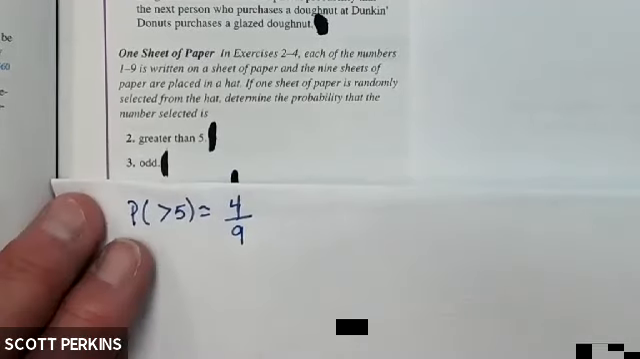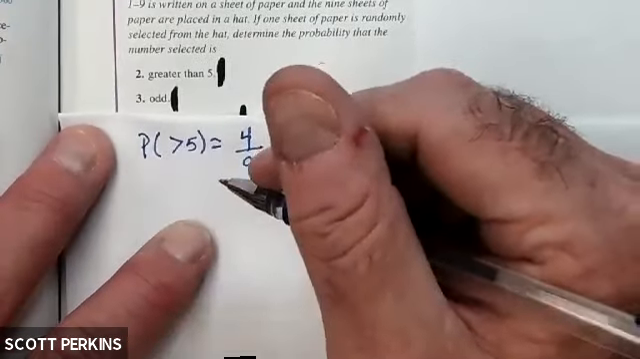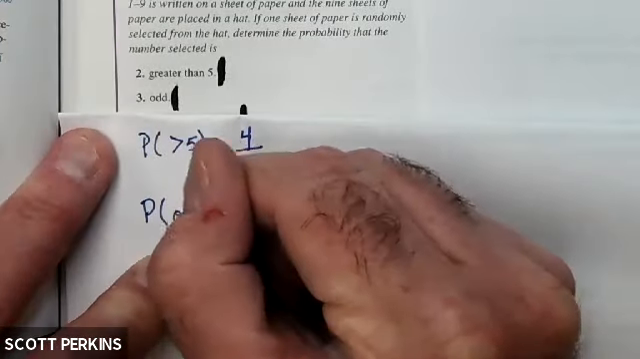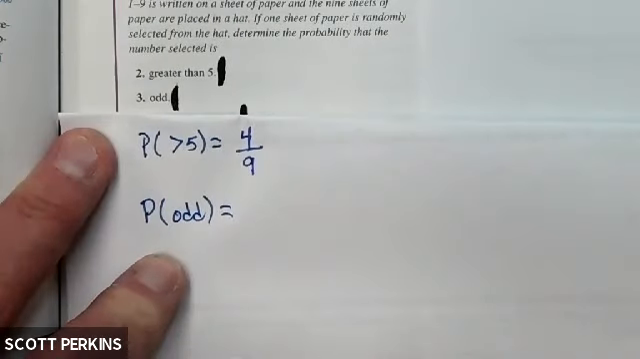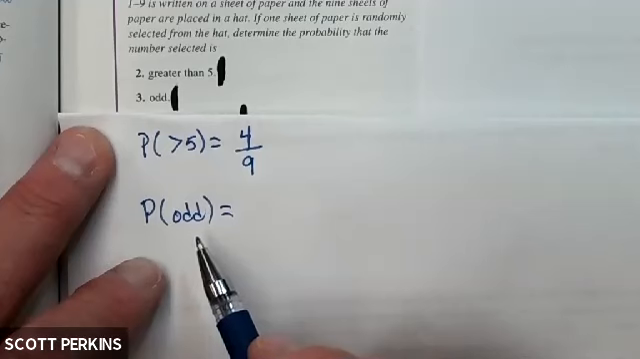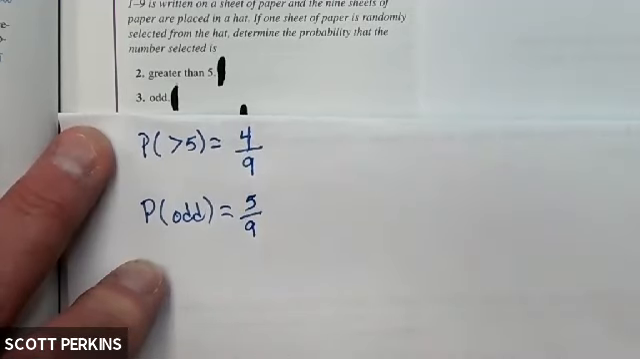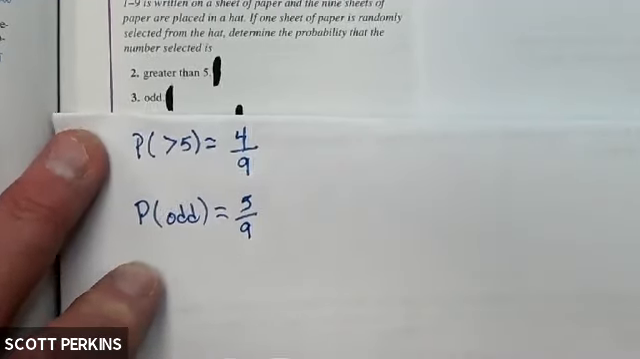Now the next one. What's the probability that the number you pick is odd? Okay, looks like most of you are done with that, so here we go. How many outcomes agree with odd? 1, 3, 5, 7, 9, so that is 5 total out of the 9. So there is my probability, 5 times out of 9.